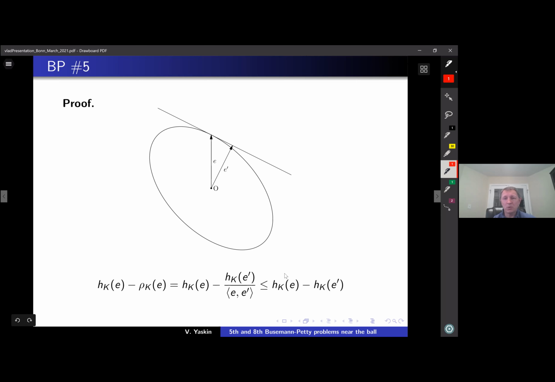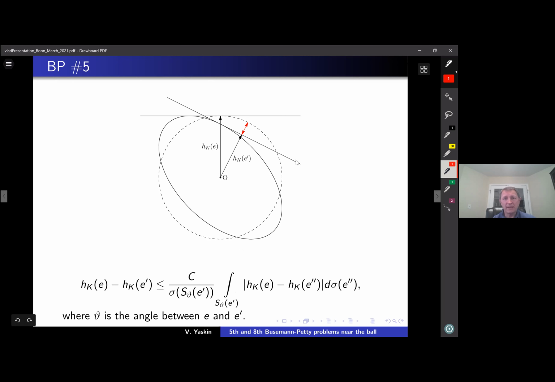So what we do next, we need to estimate this from above. So we need to basically estimate this difference here, right? This is precisely the difference between the support functions in these directions. What we do, we estimate this difference by the average of such distances over this spherical cap of radius theta. Theta is the angle between these two vectors, right? So we estimate it by the average of this difference on this spherical cap.